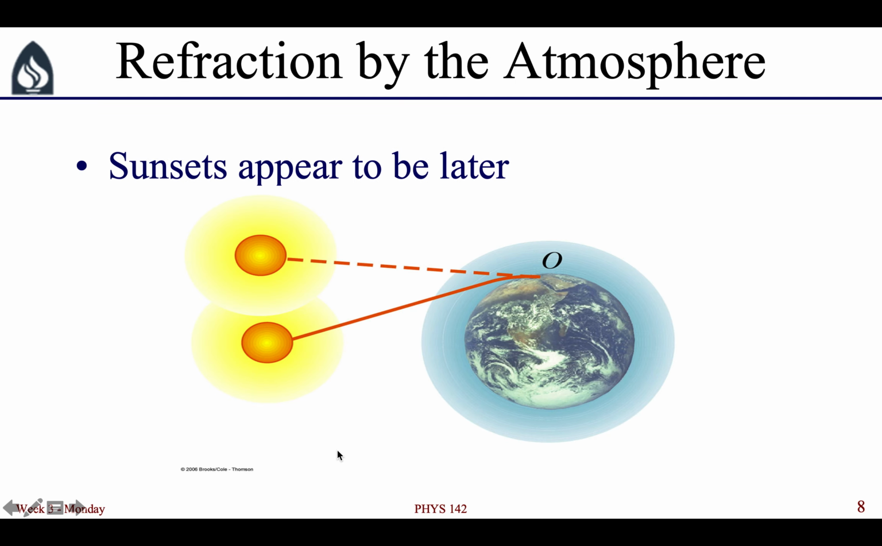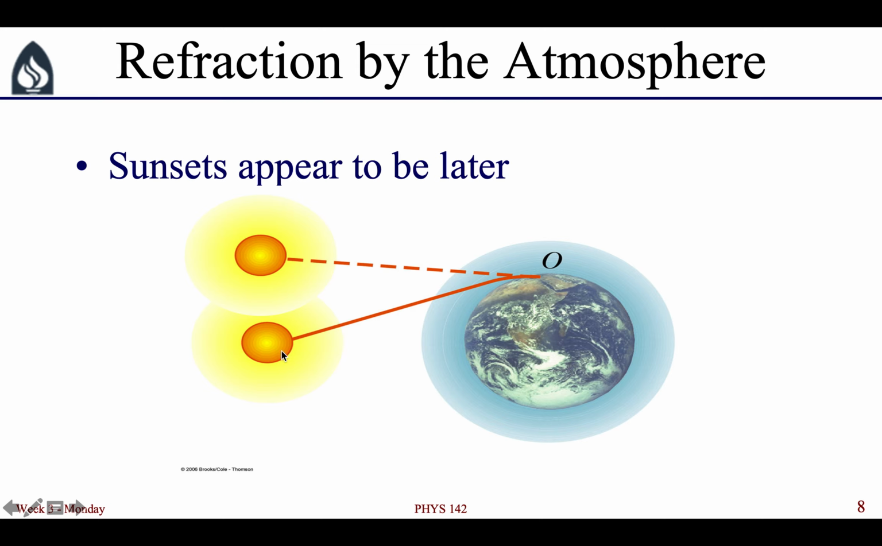So next we'll want to look at a couple of consequences that we get because of refraction, because of the fact that light bends as the index of refraction changes. One of these consequences is that the atmosphere of the Earth can cause refraction, and as a result, sunsets appear to be later. So imagine we have the sun and the Earth's rotating so that the sun is setting.